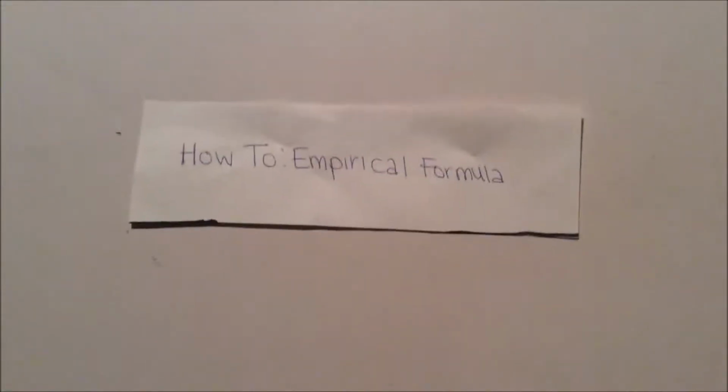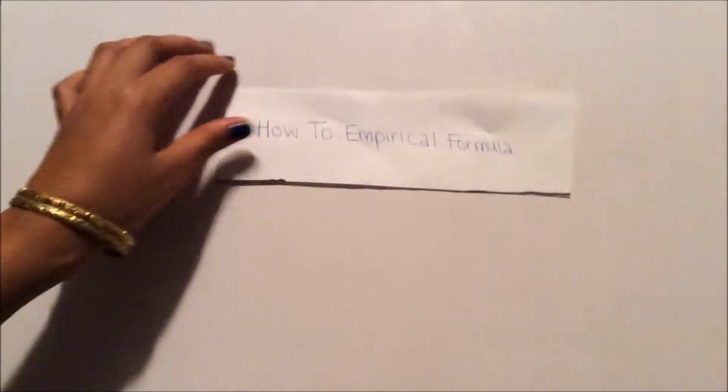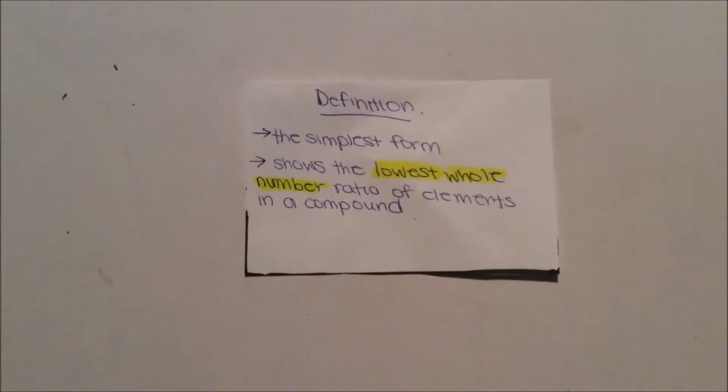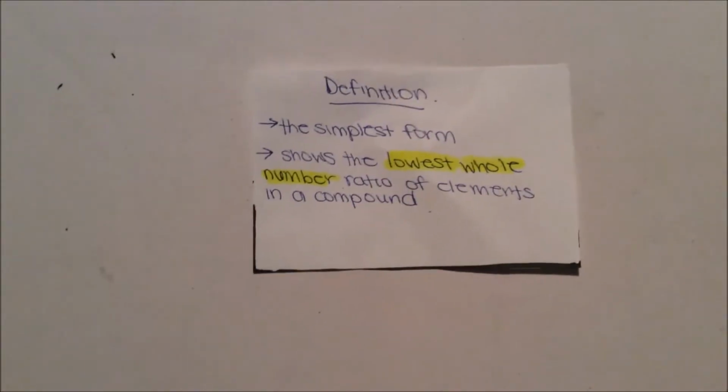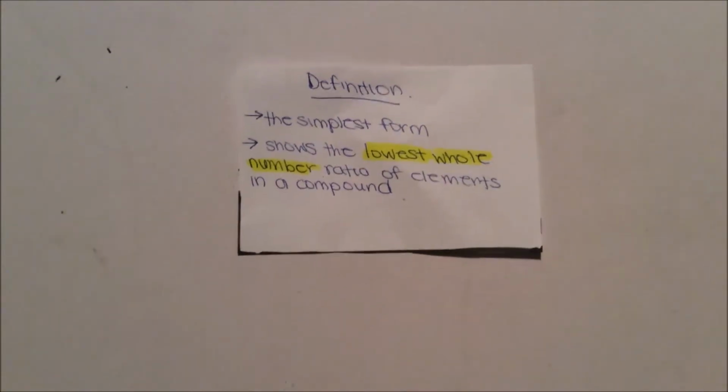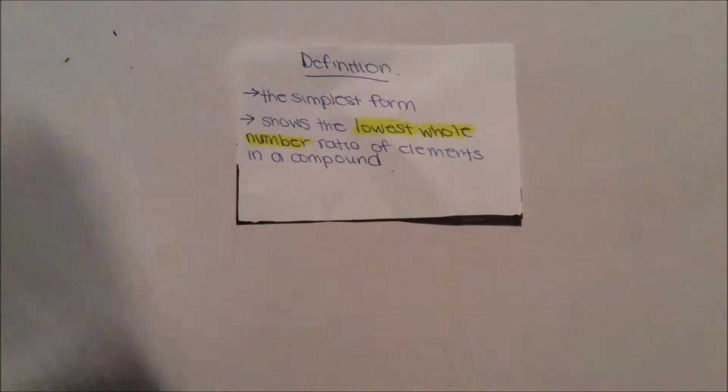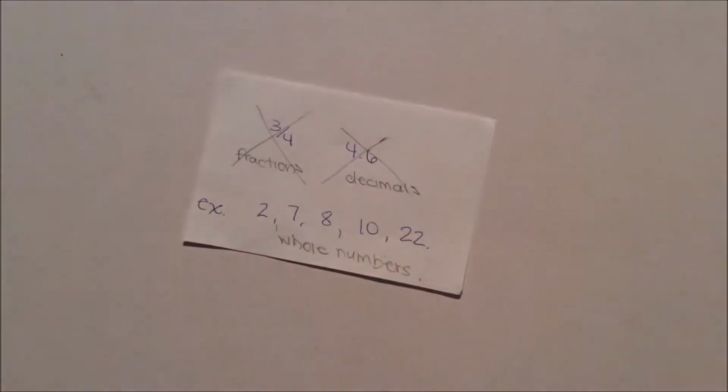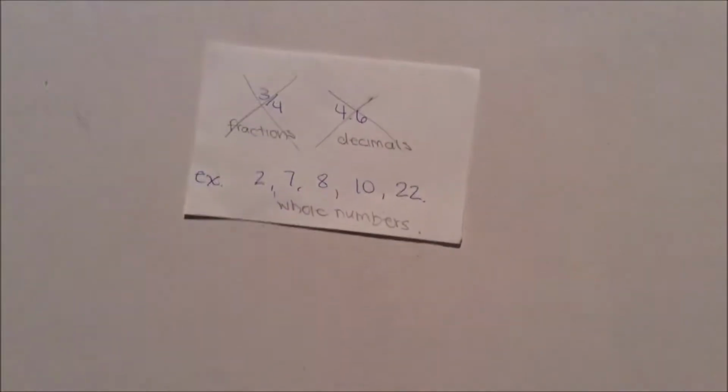So this is a how-to video on the empirical formula, and it's a short tutorial. In order to understand the empirical formula a little bit more, you need to know the definition, and that would be it's the simplest form and shows the lowest whole number ratio of elements in a compound. And lowest whole number is highlighted because in the case of empirical formula, fractions and decimals don't work.